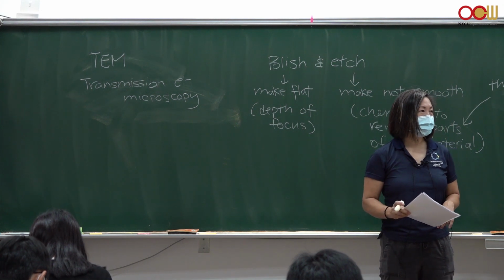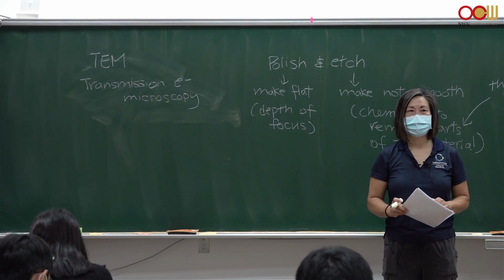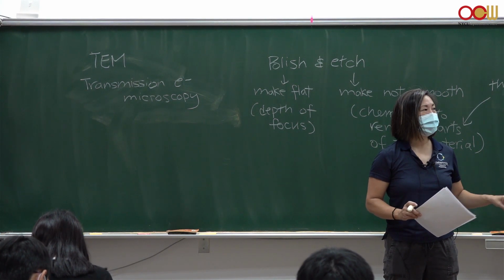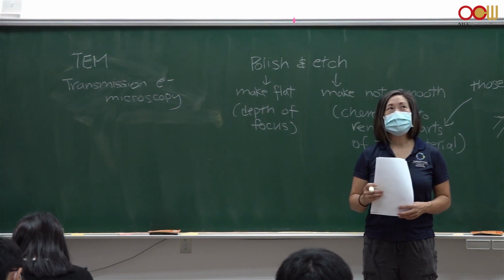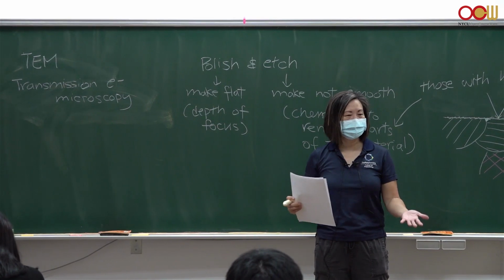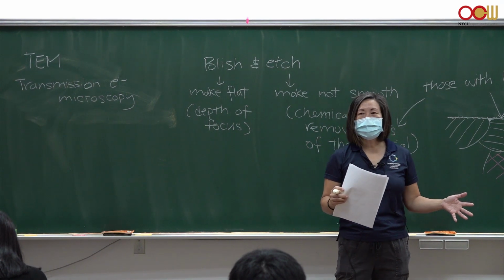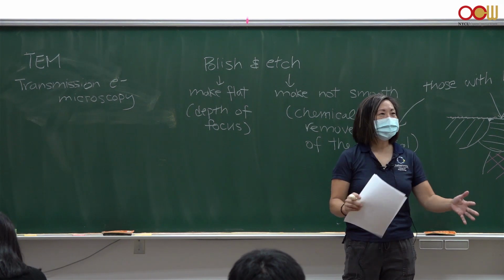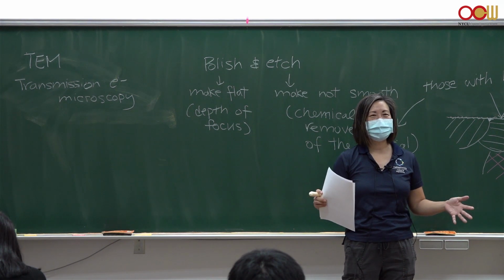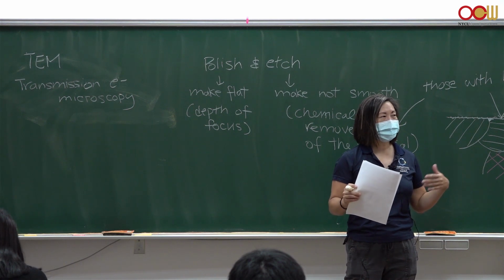But the problem is that the samples have to be very, very thin. And so it's not always easy to prepare a material to be thin enough to be used in TEM. And you can look at both the transmitted light, but also the diffracted light from these materials. And there are very complicated ways of studying the TEM images, and I'm not going to go into it here.